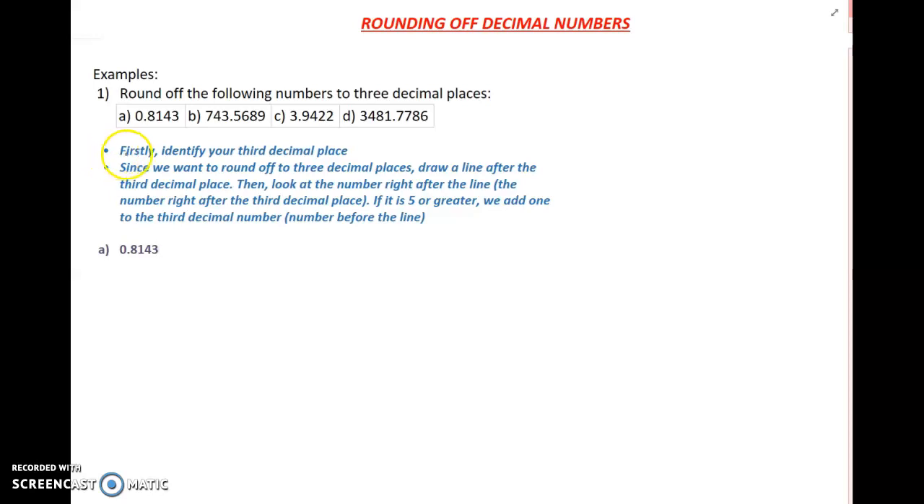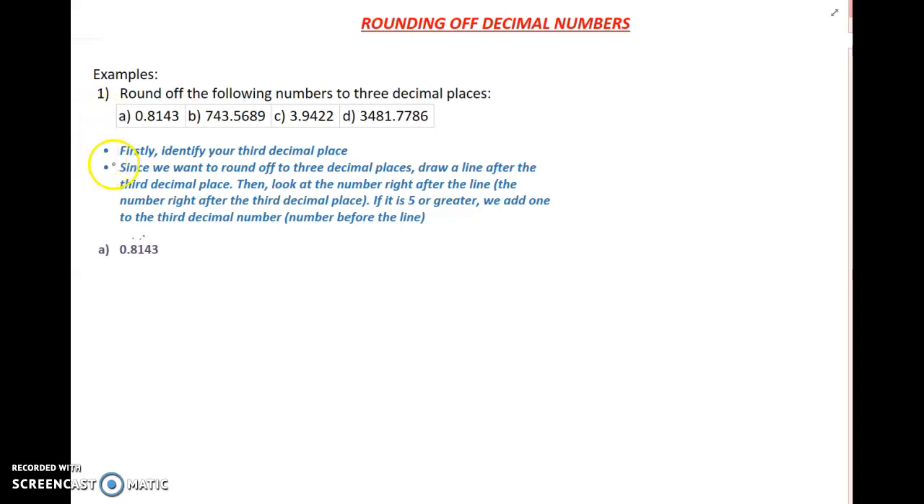It first says, firstly identify your third decimal place. So we're going to do D together, right? So we have 0.8143. Remember, decimal places, we start counting after the decimal point on the right-hand side, right? So 8 is your first decimal place, 1 is your second decimal place, 4 is your third decimal place. So great, we identified our third decimal place, which is 4.